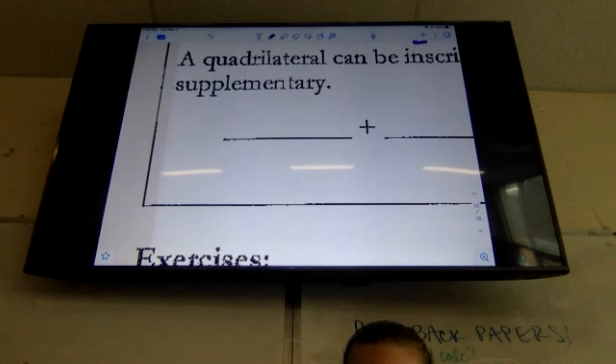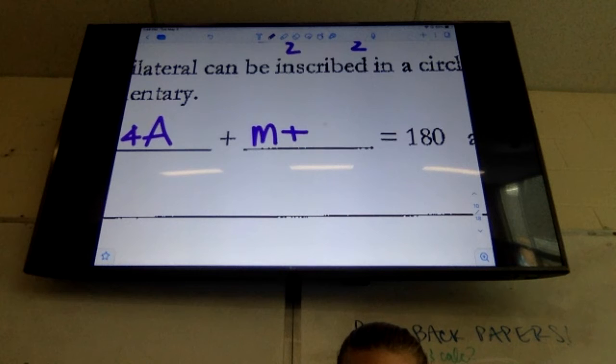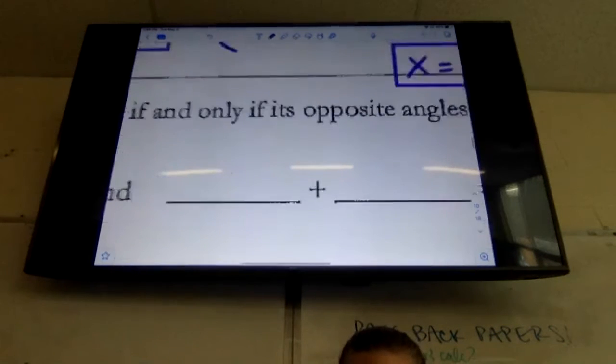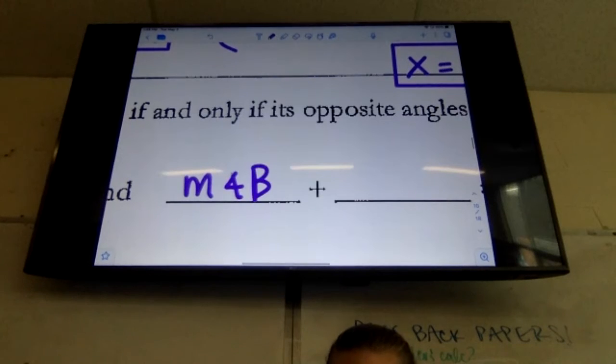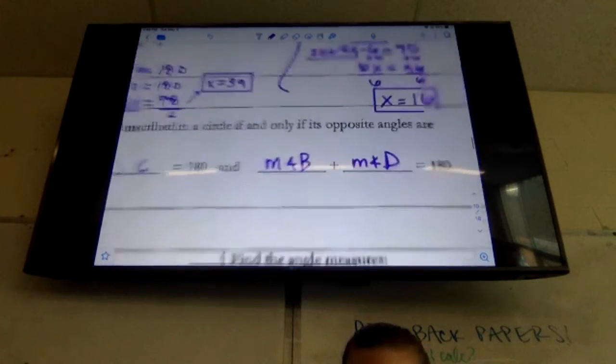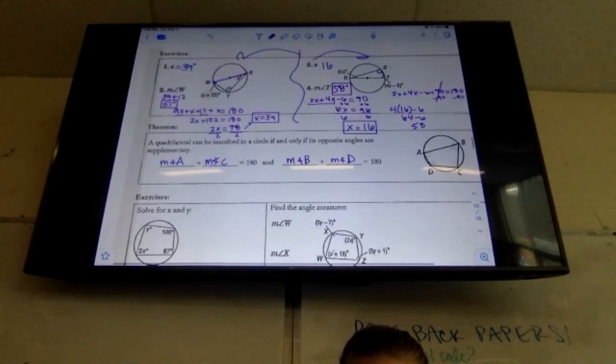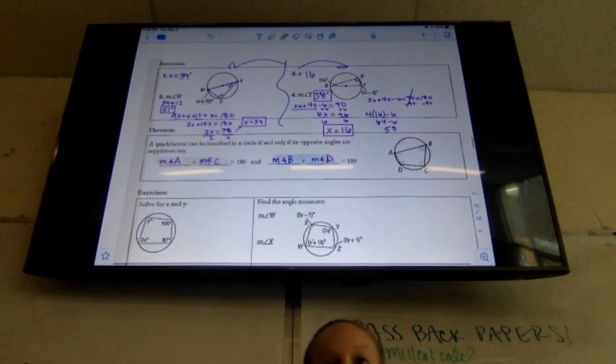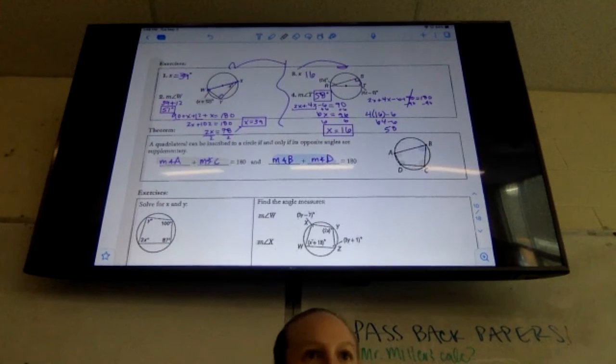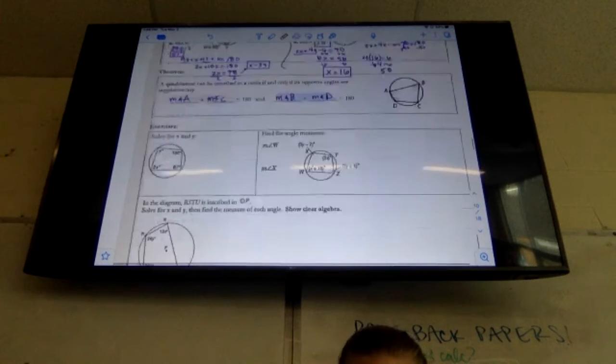So my little expression is going to say measure of angle A plus measure of angle C equals 180. And then measure of angle D plus measure of angle B equals 180. So those add up to 180, and then these add up to 180. Okay. Opposite angles are supplementary. That's all we say. All right, easy. Let's do the next one.